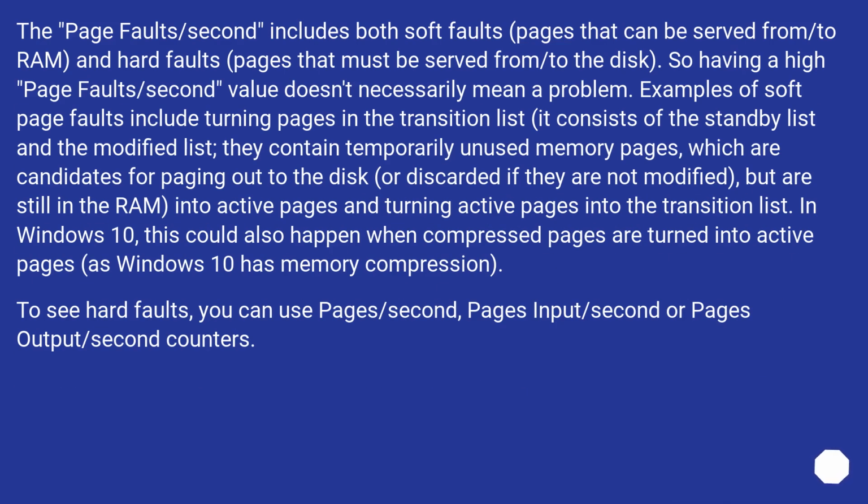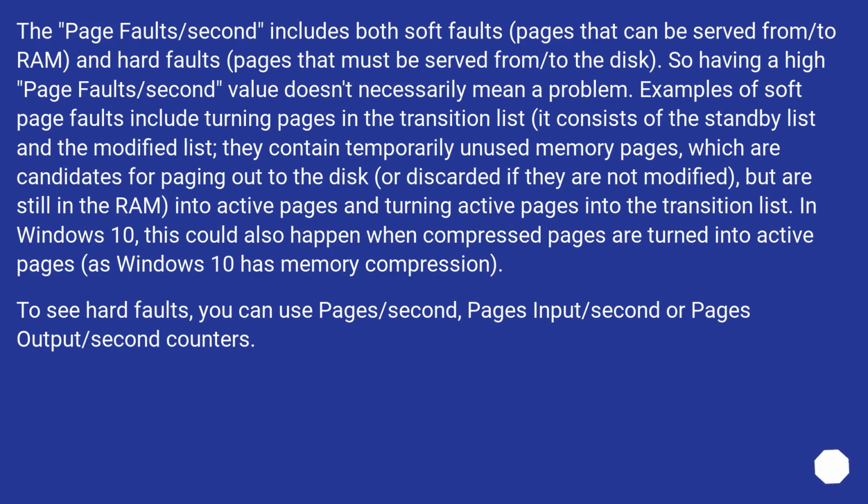The page faults per second includes both soft faults, pages that can be served from elsewhere in RAM, and hard faults, pages that must be served from the disk. So having a high page faults per second value doesn't necessarily mean a problem. Examples of soft page faults include turning pages in the transition list into active pages. It consists of the standby list and the modified list.